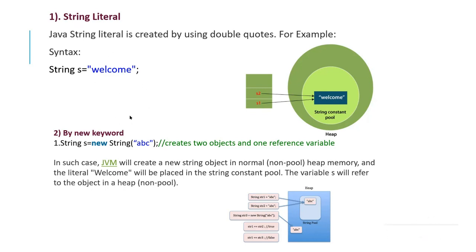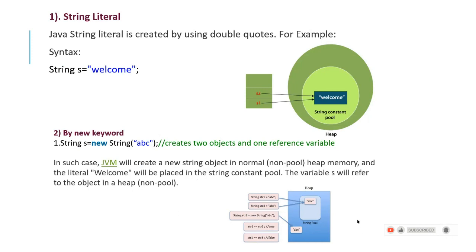And the second is non-literal string, by using the new keyword. String s equal to new String of the string value. Basically, what it does is create the object in the heap memory. In such a scenario, the JVM will create a new string object in the normal non-pool heap memory, and the literal welcome will be placed in the string constant pool. The variable will refer to the object in the heap.